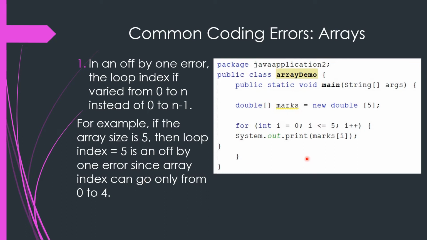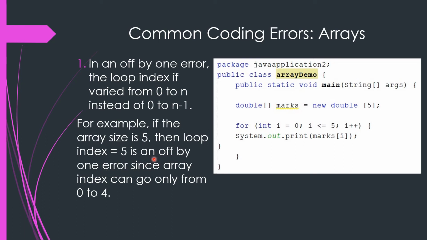Here you can clearly see the specified size of the array is 5, and we have already learned that whatever the size of the array, if suppose it is n, then the position index will go from 0 to n minus 1 and not from 0 to n. But if you give the loop index as 5, it is an error. Why? Because n minus 1 is 4 and not 5. So this will be an error, and what type of error? It will be an off by 1 error.